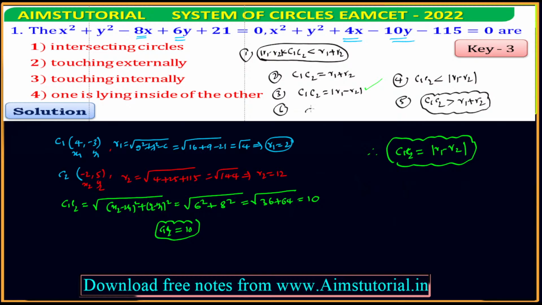And one more thing: if d square, where d means the distance between the centers, equals R1 square plus R2 square, then the two circles intersect each other orthogonally.